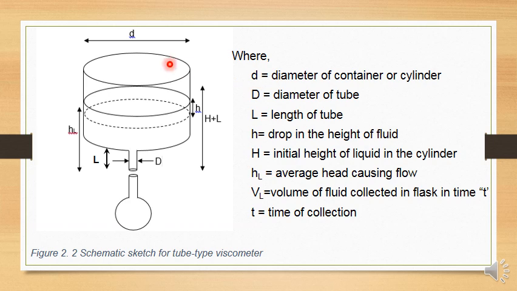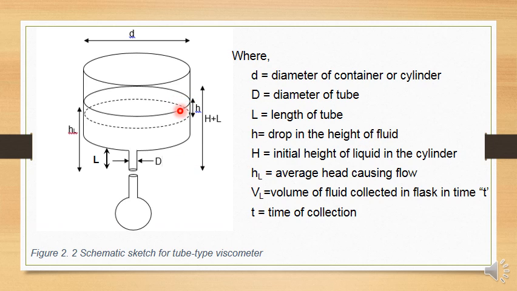Small d at the top, you can see, is the diameter of the container or the cylinder in which the fluid is going to be put. Then capital D is the diameter of the smaller tube at the bottom of this cylinder or container. Capital L is the length of the tube for this particular opening. Small h is the drop in the height of the fluid.